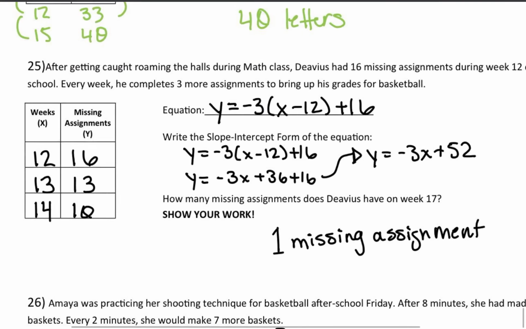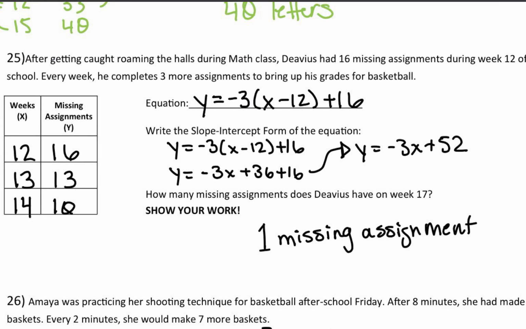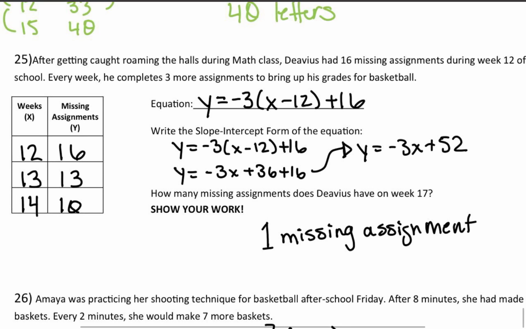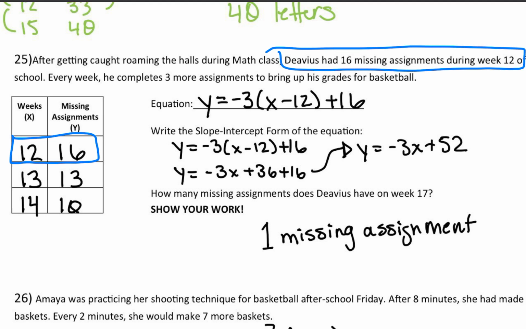For the word problems here, after getting caught roaming the halls during math class, the AVS had 16 missing assignments during week 12 of school. Every week he completes 3 more assignments. So I get this 12/16 because he already had 16 missing assignments during the 12th week of school. As I go down my table, I subtract 3 because he's completing 3 of these assignments, and I'm adding 1 on my x side because he's completing 3 assignments every week.